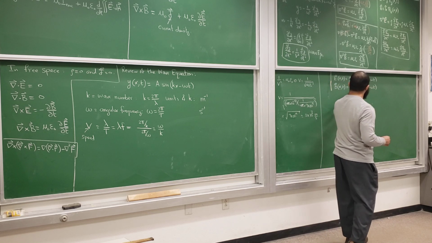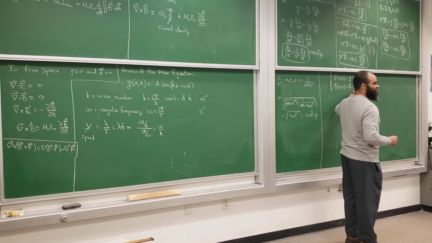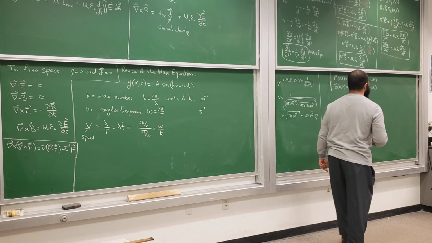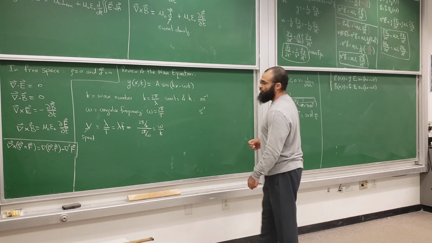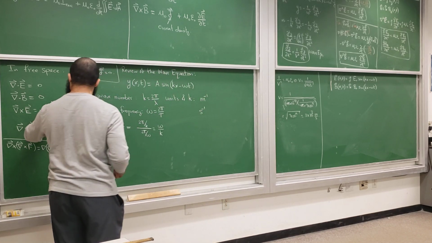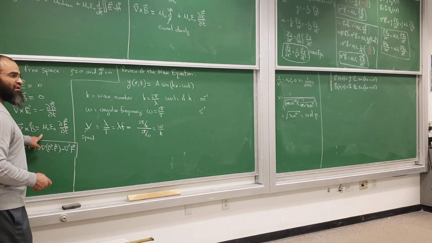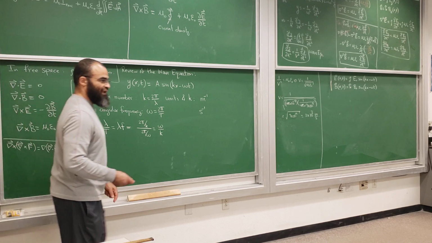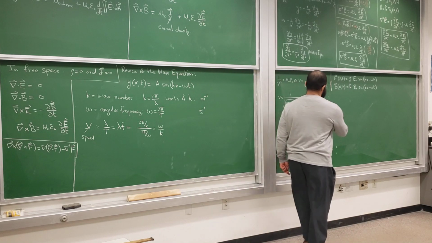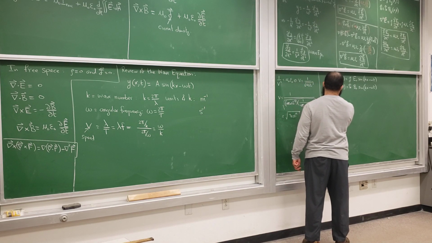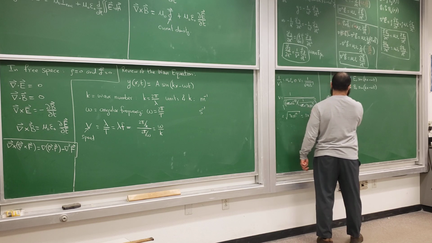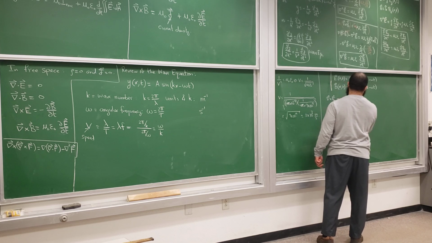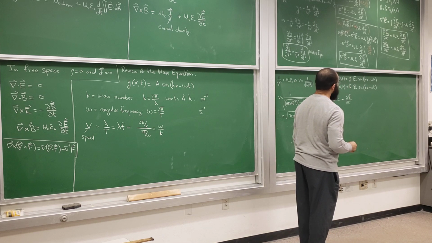So I would like to know if there is a relationship between E naught and B naught. That's what I want to figure out. To figure that out, I'm going to use one of these equations. Let's use this one, the curl of E. Let's figure out what the curl of E is. So we know that the curl of E is equal to minus dB/dt, right? That's by Faraday's law.